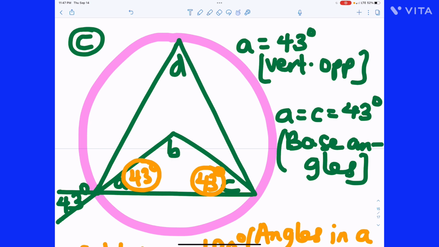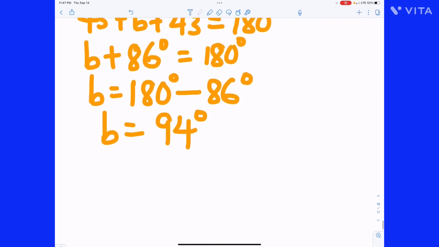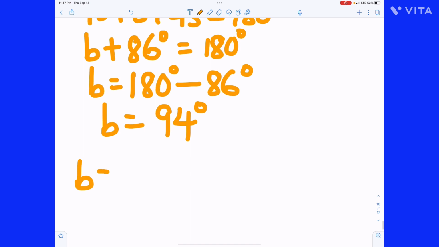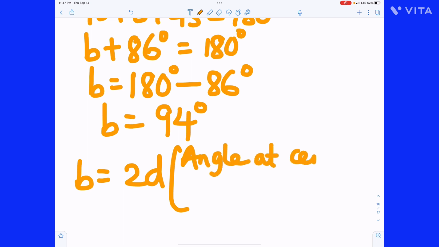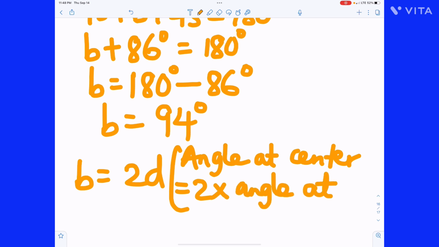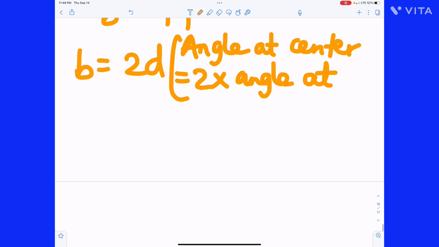Now, after finding out that B is 94, B must be equal to twice D. Angle at center is equal to angle at circumference. So you write B is equal to 2D. Angle at center is 2 times angle at circumference.